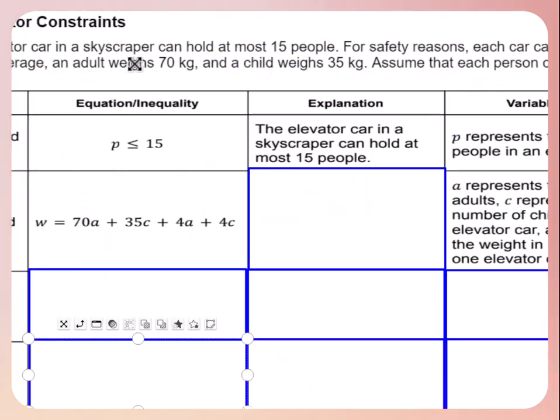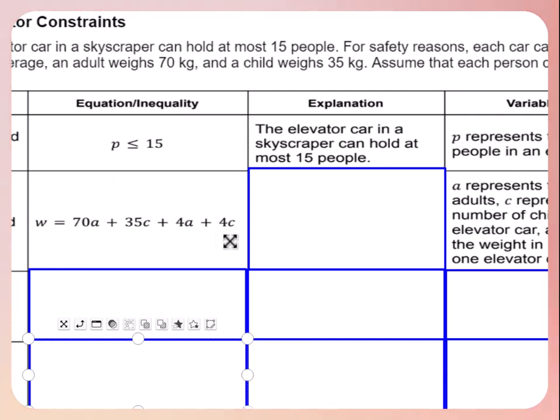We said that it can hold at most 15 people. So I'm going to use P as my variable. You can choose any variable. We're going to define what those variables are in that last column. So I'm going to say P, number of people, has to be less than or equal to 15. So explain what you're doing. The elevator car in a skyscraper can hold at most 15 people. Then tell me what those variables are that you wrote. P represents the number of people in an elevator car.